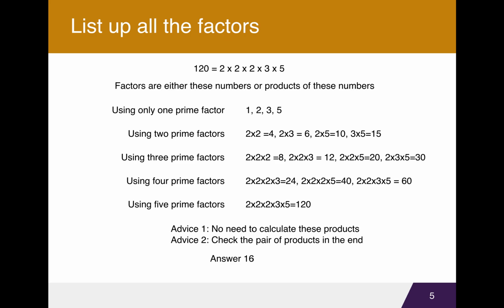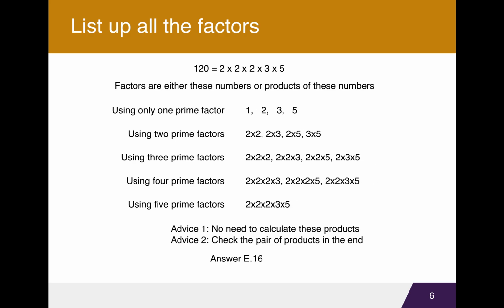Two pieces of advice on this step. The first one is no need to calculate these products. For example, 2 times 2 equals 4, or 2 times 2 times 2 equals 8. You don't need to calculate those products, because all you have to do is identify how many factors you have. You don't have to identify all the factors, so that's why you don't need to calculate these products. And advice 2 is check the pairs of products in the end, to make sure that you don't make any mistake.